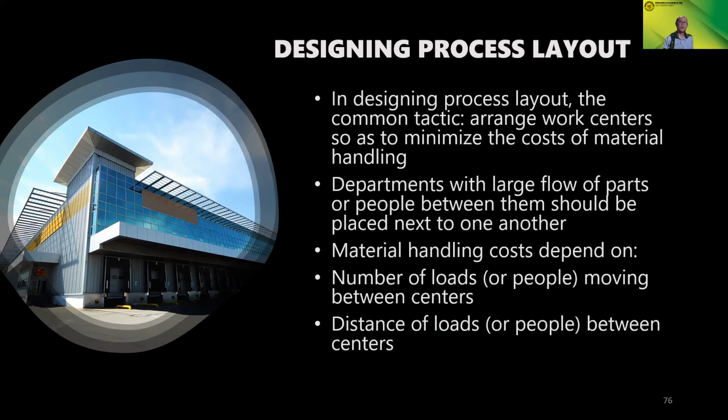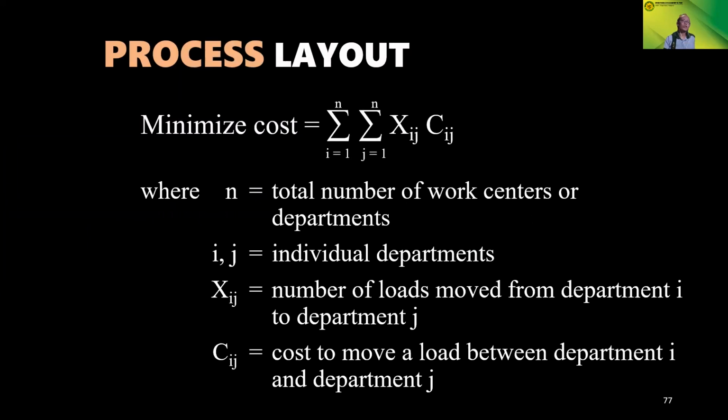When designing a process layout, the most common tactic is to arrange departments or work centers so as to minimize the costs of material handling. In other words, departments with large flows of parts or people between them should be placed next to one another. Material handling costs in this approach depend on, number one, the number of loads or people moving between departments, and number two, the distance of loads or the distance-related cost of moving loads or people between departments. Cost is assumed to be a function of distance between departments.